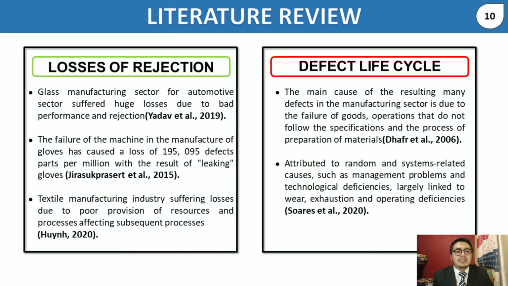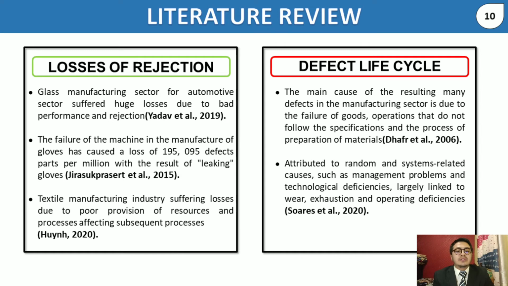The first subtopic is about the losses faced by companies caused by rejection. Javad and friends in 2019 stated the automotive sector glass manufacturing industry has suffered huge losses due to bad performance and rejection. Next, research by Jirasuk Prasad and friends in 2019 stated the failure of the machine in the manufacturing of gloves has caused a loss of 195,095 defective parts per million, with the result of leaking gloves.